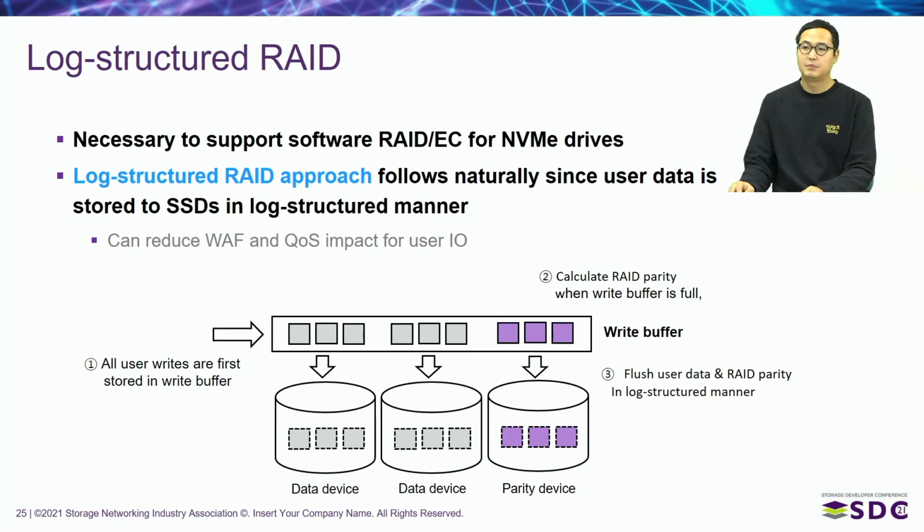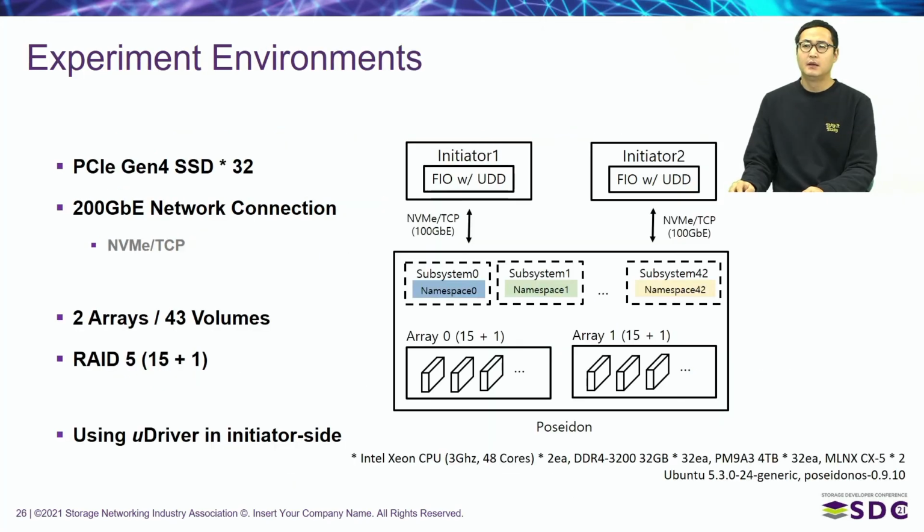The brief life sequence of log-structured RAID is shown in this figure. As I mentioned before, all user writes are first stored in the write buffer, and write parity is only calculated when the write buffer is full, and then flushed with user data in a log-structured manner. This can reduce WAF and QoS impact for user IOs. Let's move on to the performance evaluation.